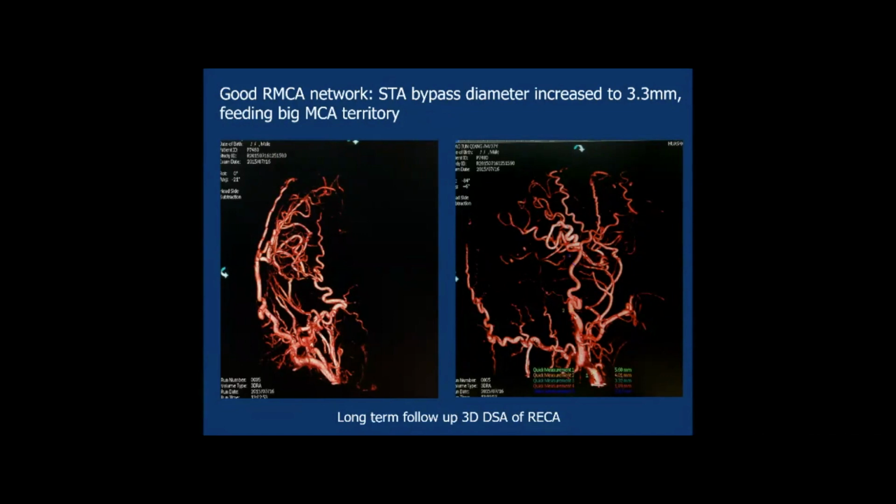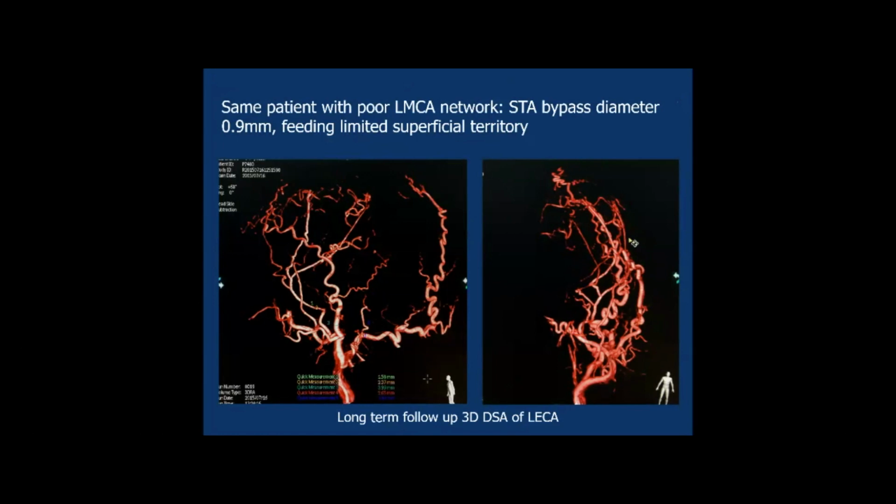So this is a good network. You can see the donor artery increased the diameter a lot. But in the same patient with poor MCA network, the STA is still patent, but still very small, feeding only a limited superficial territory.